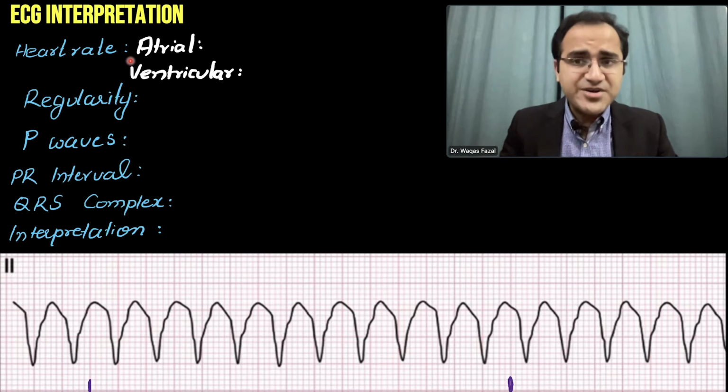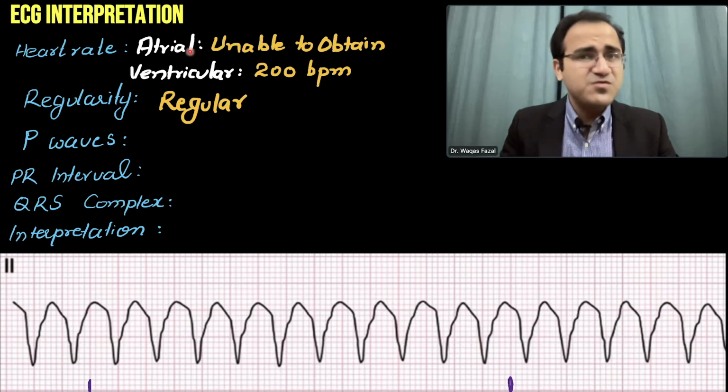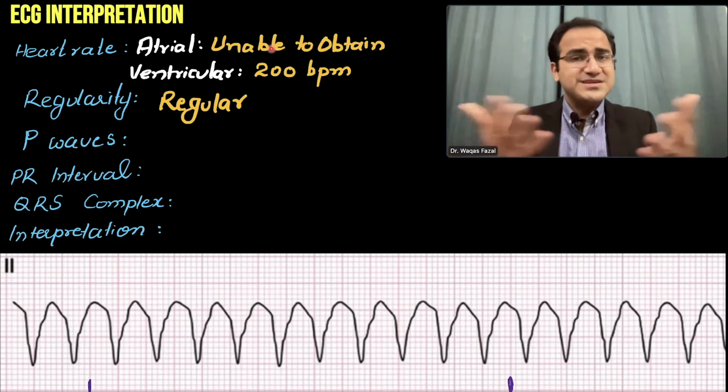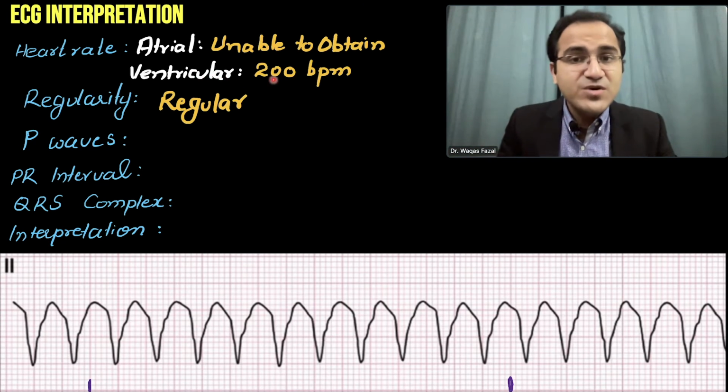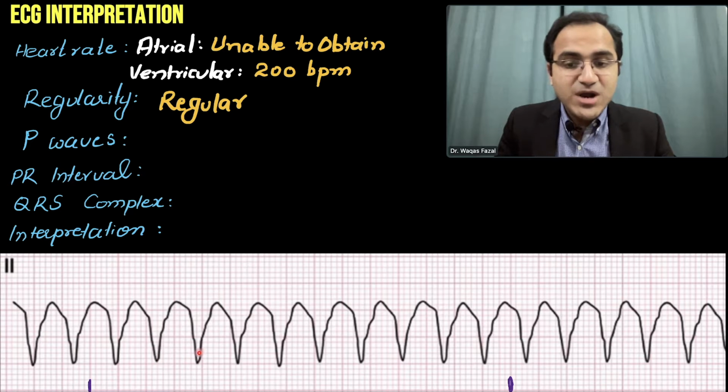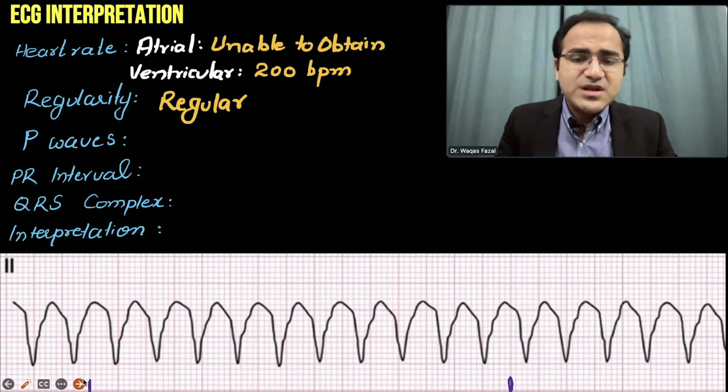Now, heart rate. We cannot calculate the atrial heart rate, because there are no P waves. If you look at the ventricular rate, one thing you can do is take the lower sharp points and calculate the number of large boxes in between. The good thing would be to calculate it by the 6-second method.